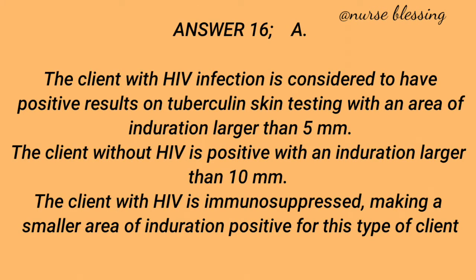Answer 16, A. The client with HIV infection is considered to have positive results on tuberculin skin testing with an area of induration larger than 5 mm. The client without HIV is positive with an induration larger than 10 mm. The client with HIV is immunosuppressed, making a smaller area of induration positive for this type of client.